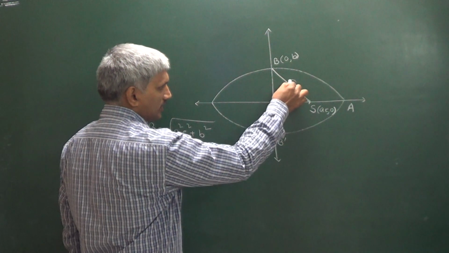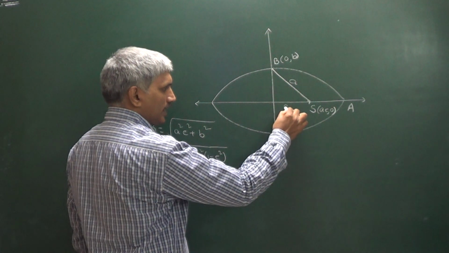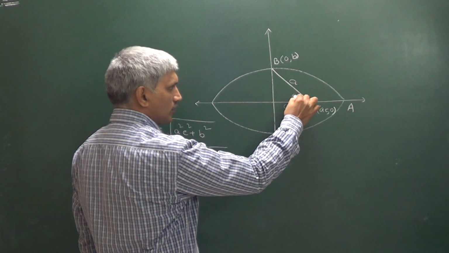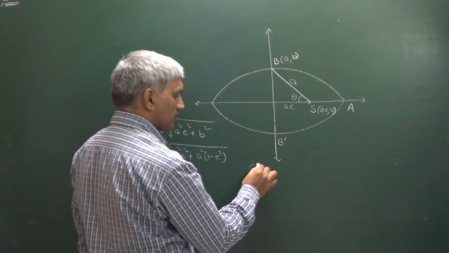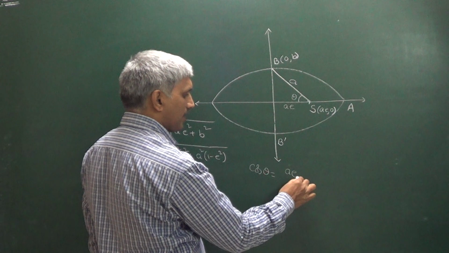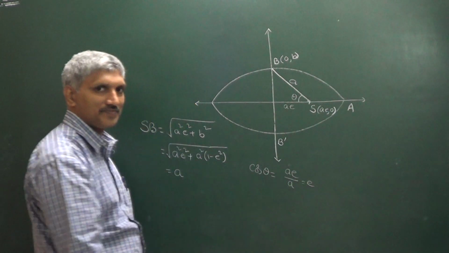That means this length is equal to a. At the same time, this length is equal to ae. Let us say this angle is equal to theta. Then what is cos theta? Cos theta is equal to ae divided by a, so that is nothing but the eccentricity.